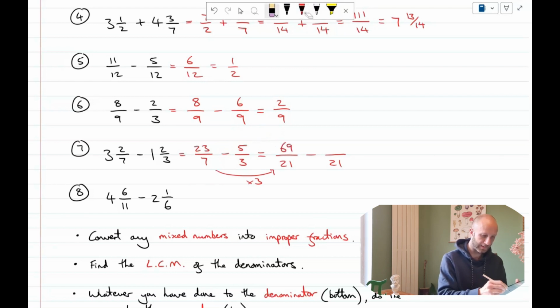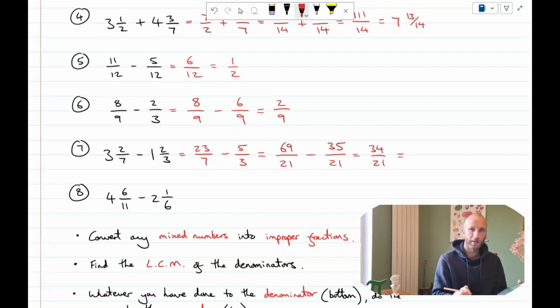23 times 3 is 69. 3 times 7 gives me 21. So 5 times 7 is 35. And then from here we can subtract. So we get 34 over 21. And then always convert to a mixed number. 21 goes in once, and there are 13 left over.